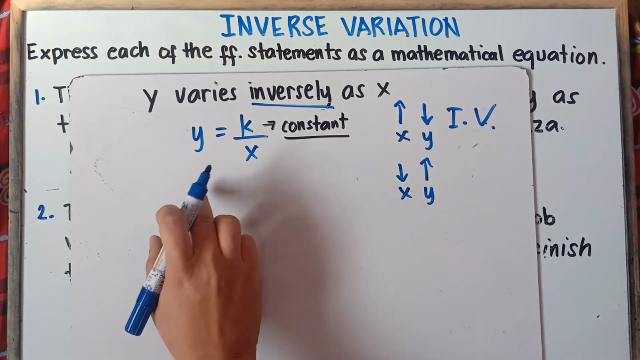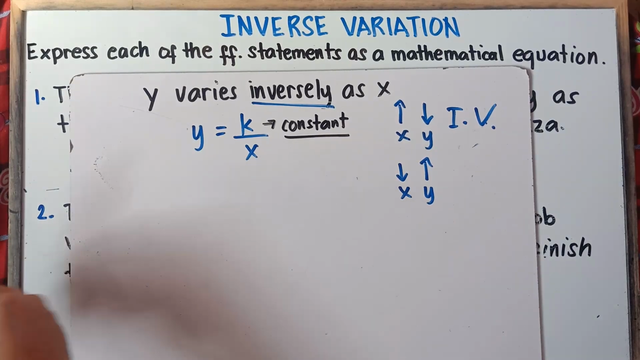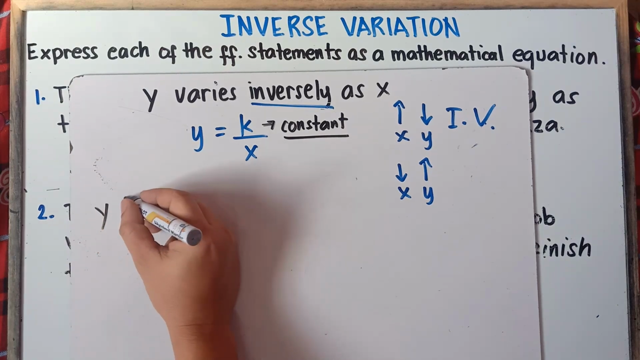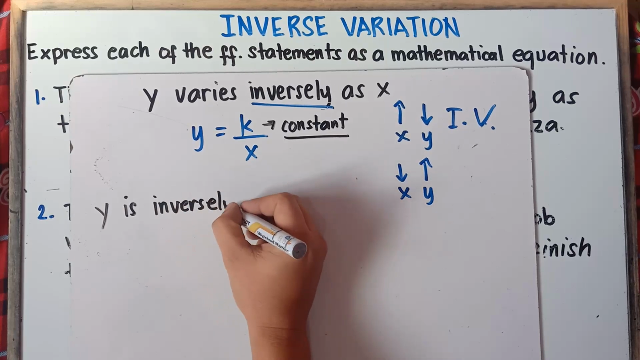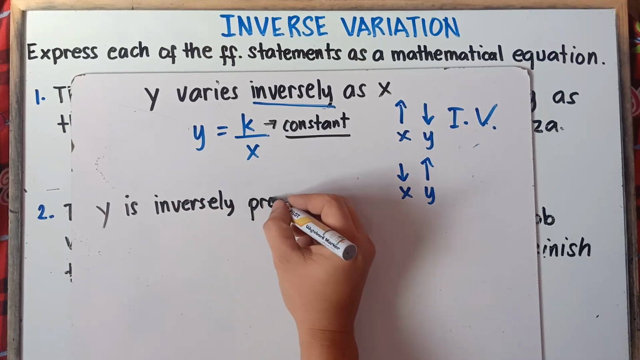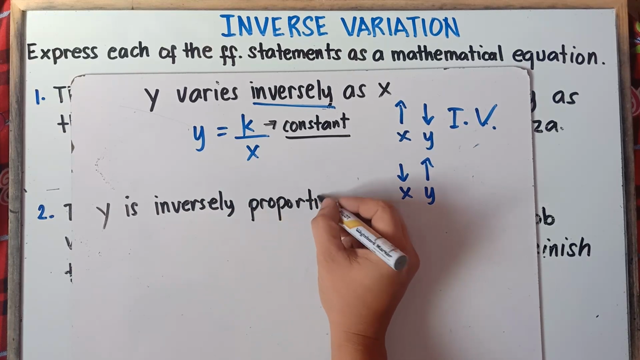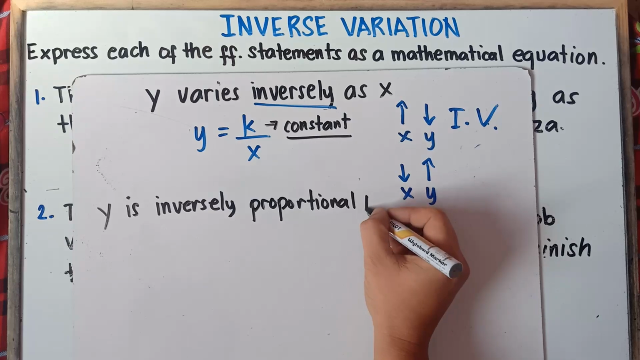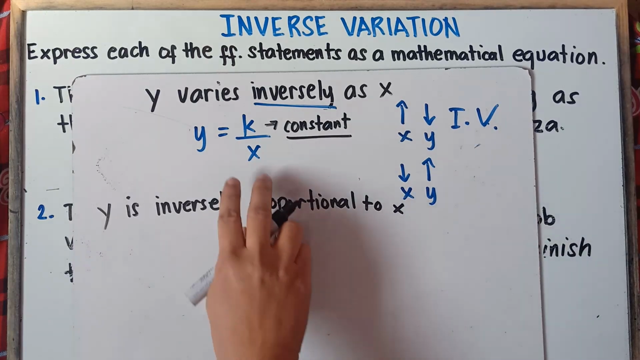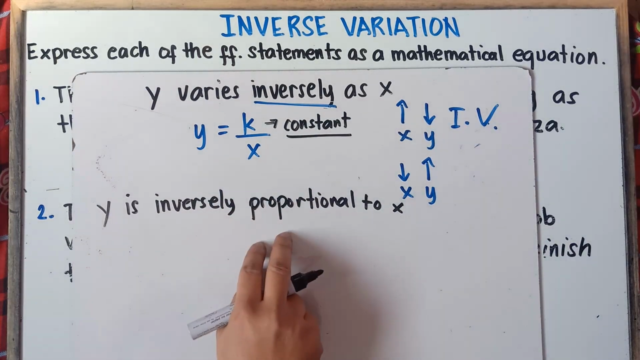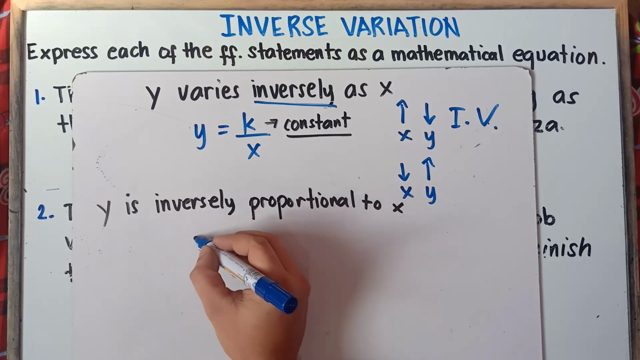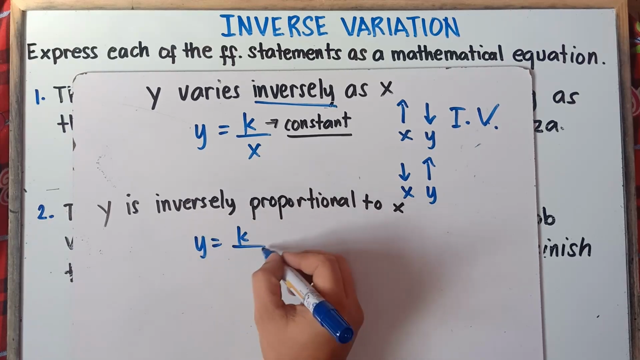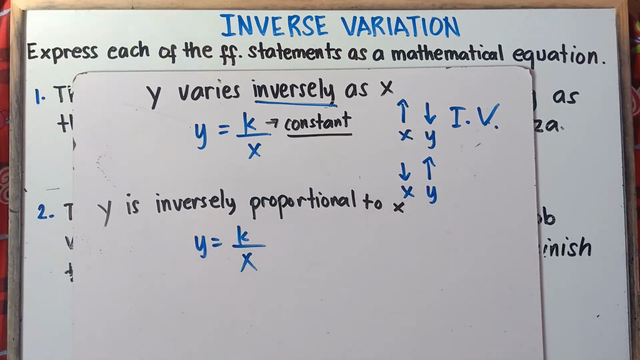Now in this scenario, class, you can also say y is inversely proportional to x. Once again, you can simply write y is inversely proportional to x, and you will have the same answer: y equals k over x. So I hope you understand this, class, with regards to inverse variation.